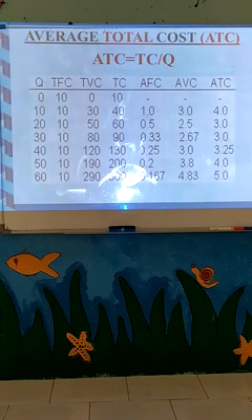To find the average cost or average total cost, we have to divide the total cost by the quantity. 10 by 0, no number first, no answer here. Second one you can see 40 by 10, answer is 4. TC is 60 divided by quantity 20, answer is 3. The same way it will go to the last, 300. Last 300 is total cost. If you divide by the 60 quantity, we will get 5. This is AC or average total cost.